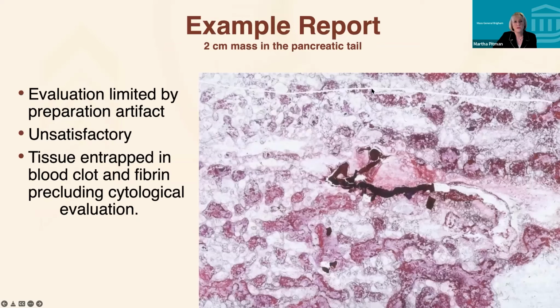Here's another example where you have an evaluation limited by preparation artifact. This is a very low power image of nothing but blood in the background, and then this fragment of tissue that is obscured by thickness and blood in preparation artifact. You can't see through this tissue. There are no single cells in the background. So you could say unsatisfactory here, tissue entrapped in blood clot and fibrin, precluding cytological diagnosis or evaluation.